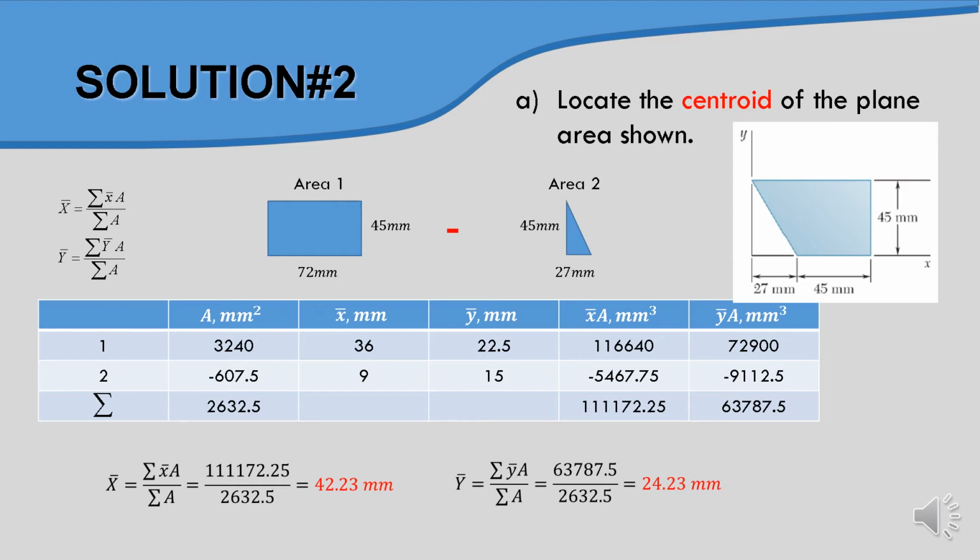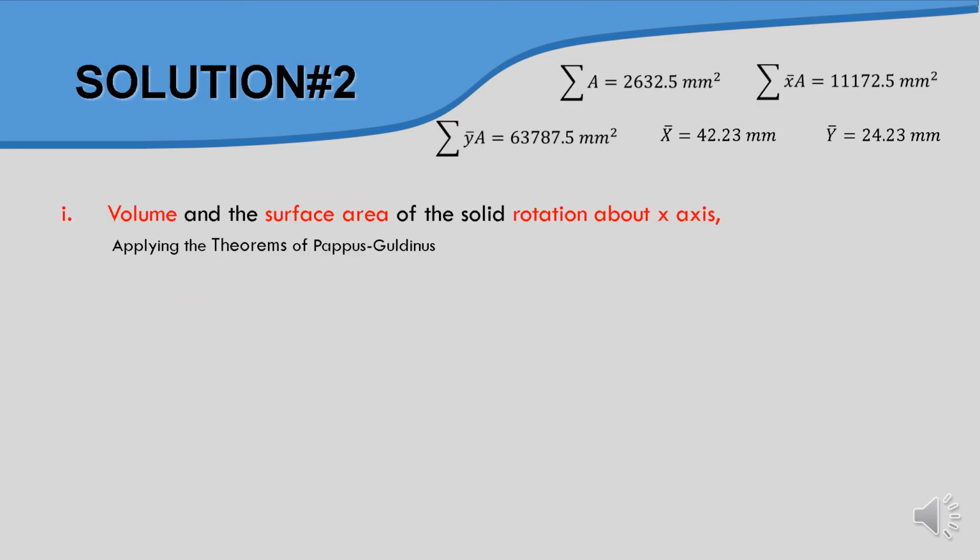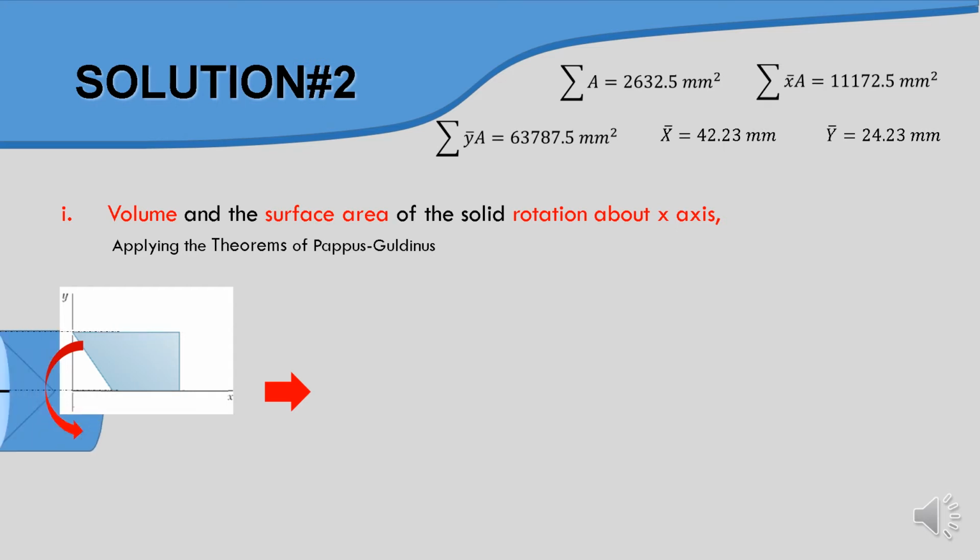In this part, we mainly focus on part B, the volume and the surface area of the solid rotating about the x-axis. In order to get the volume, we will generate the surface area about the x-axis, so that it will produce a shape something like this.